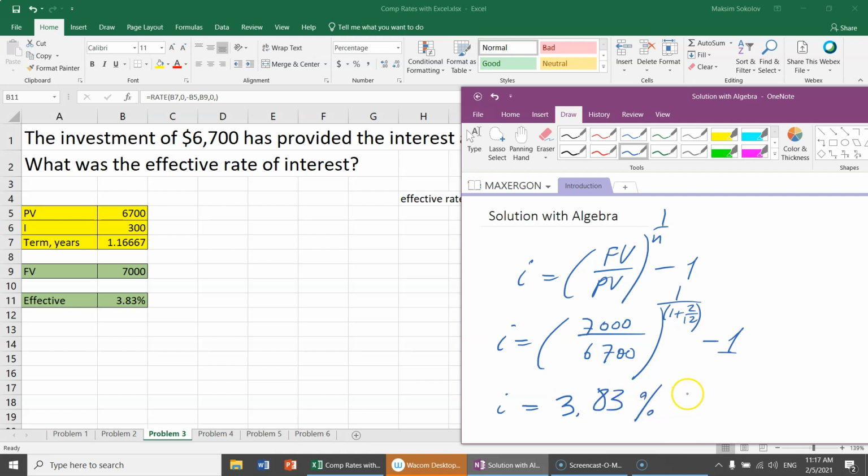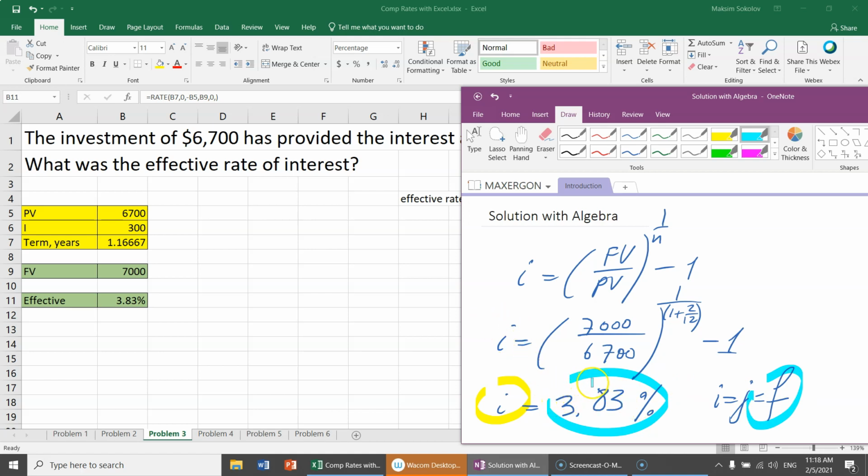3.83% rounded to 2 decimals. I remind that we found I, which is the periodic rate, but because this rate is compounded annually, the period is 1 year. And in this case, I, the periodic rate, is the same as J, which is the nominal rate, and we sometimes use the letter F to speak about the effective rate. So for the effective rate, because it's compounded annually, the periodic rate and nominal rate coincide. We can use this special letter F. This answer we obtained, 3.83%, is the same as what we got with Excel.